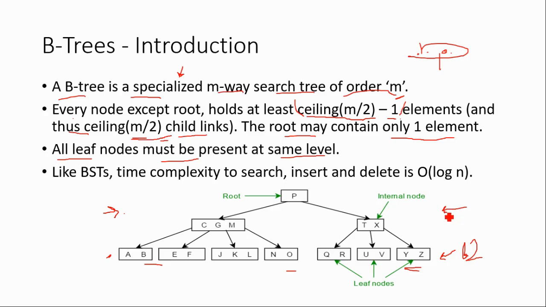where we keep the leaf nodes at the same level, and after that we have, like BSTs, the time complexity to search, insert and delete is O(log n). This will be clear as we see the insertion and deletion process in B trees, and it is a bit similar to what we do in binary search trees, but since there are multiple elements in a single node, there are some changes in the process, but the complexity remains more or less O(log n).